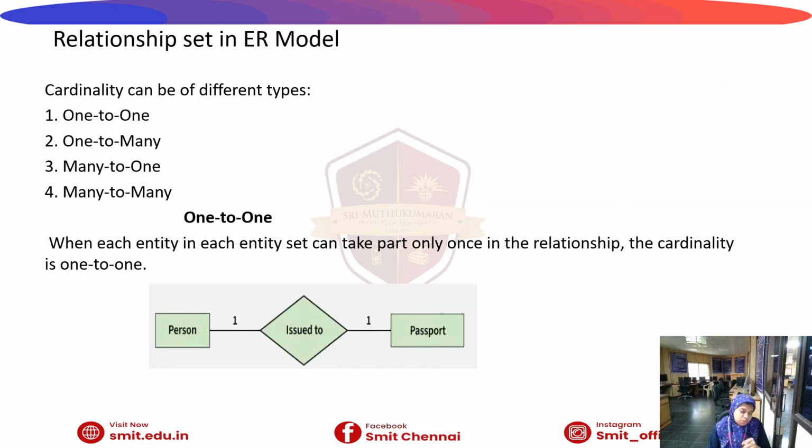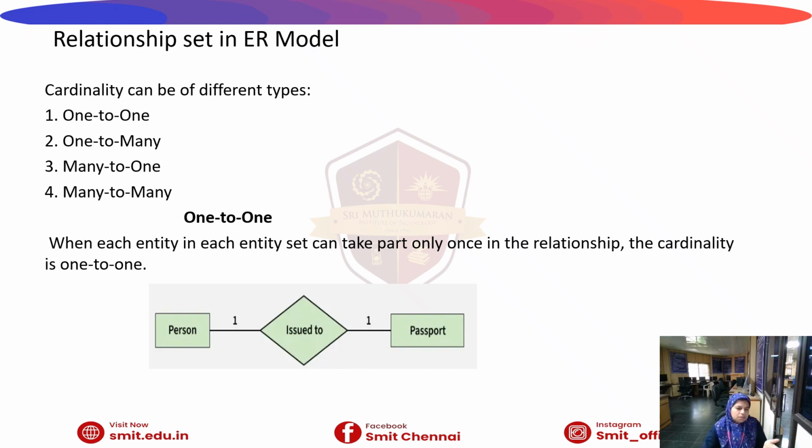Okay, and relationship sets in the ER model. What are the relationship sets in the ER model? They are one to one, one to many, many to one, and many to many. So what is one to one? Each entity set can take part only once in the relationship. The cardinality is one to one.